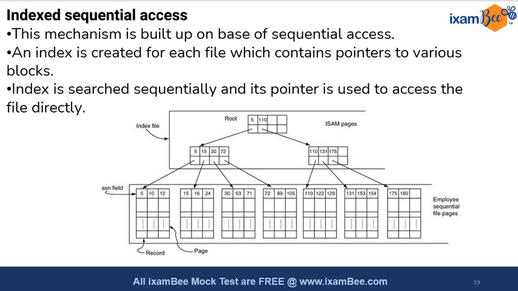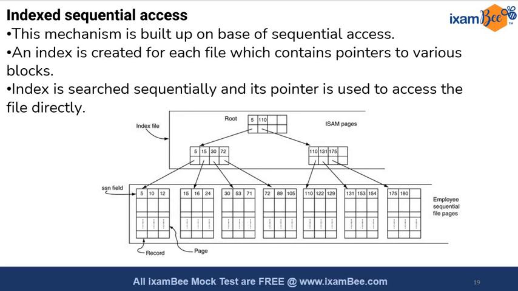An index is created for each file which will contain pointers to various blocks, like we discussed in the file allocation topic. So we will again have an index based table where we will have the pointers to different parts of our files. Here the index is searched sequentially as it is on the base of sequential access, and the pointers give you direct access to the particular file. So it is a combination where you are having direct access, but at the end it is on the base of sequential access only.